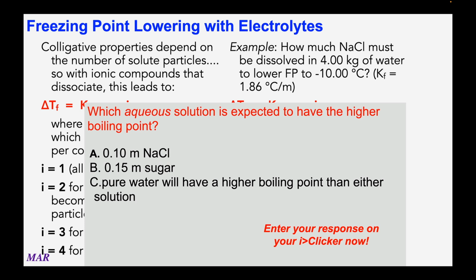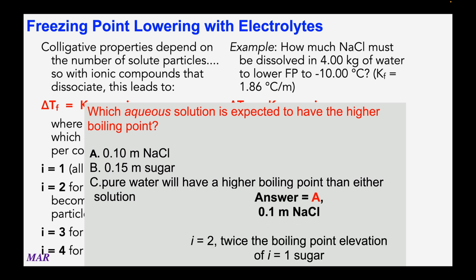So for sugar, that would be 0.15 times 1, which is just 0.15, and that's high, but it's not as high as 0.10 times 2, the i factor for NaCl, for sodium chloride. So in reality, answer A, the 0.1 molar NaCl should have a higher boiling point because of the i factor. So this is why those sodium chloride i factors can be pretty important. Just consider them in the back of your mind as you go through these problems.